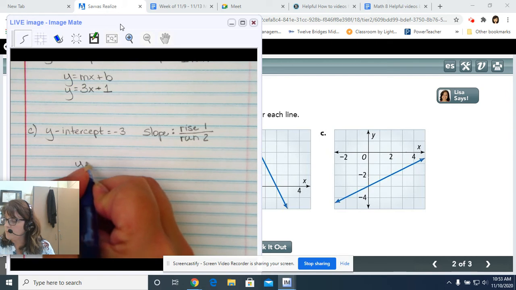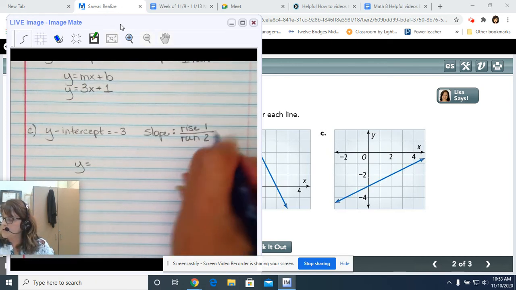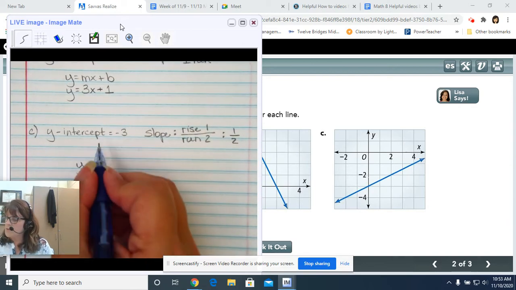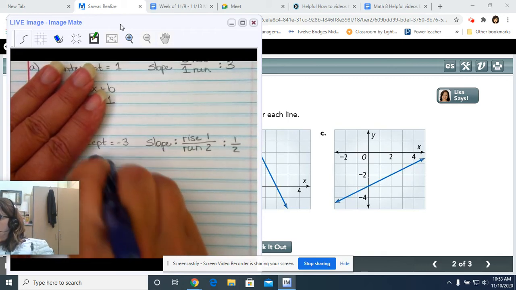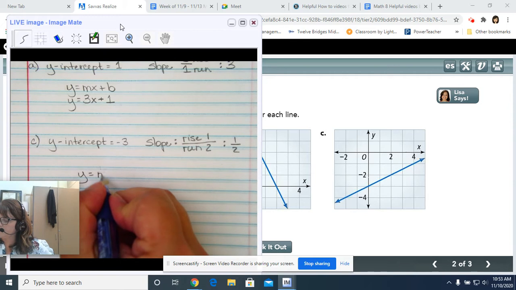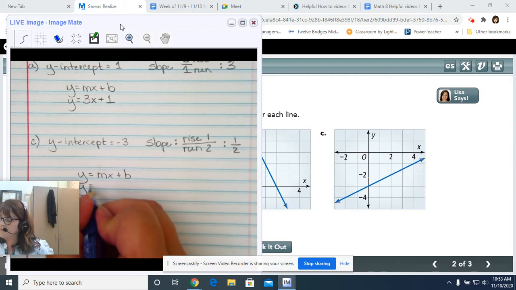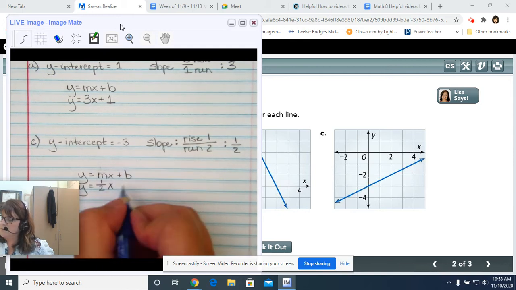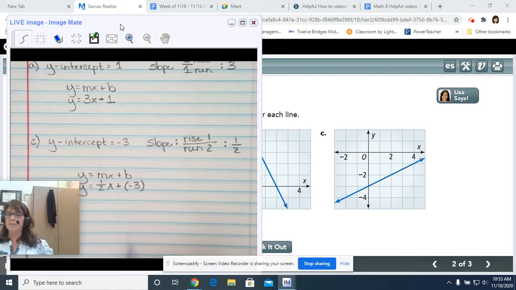Y equals, well, if slope is 1 over 2, that's simply the fraction 1/2. So instead of m, I'm going to write, let's write it correctly. Here's your formula. And then instead of slope, I'm going to write 1/2 x. And for y-intercept, I'm going to write negative b or -3 for b.